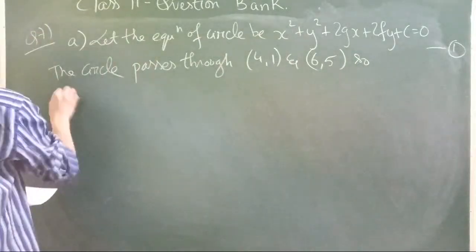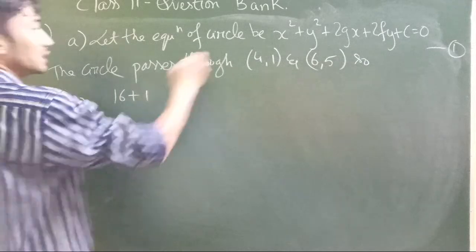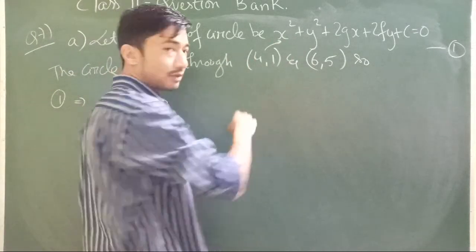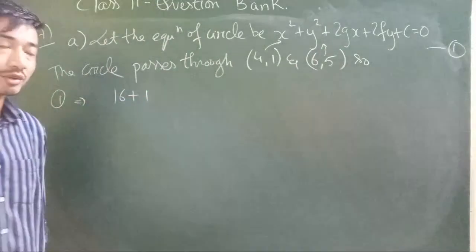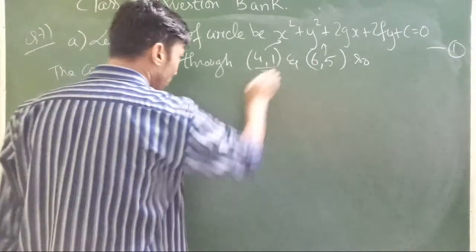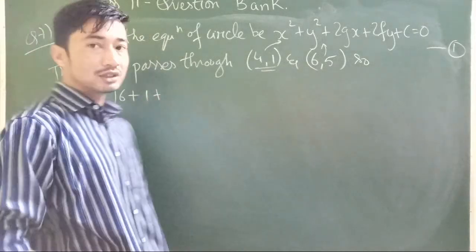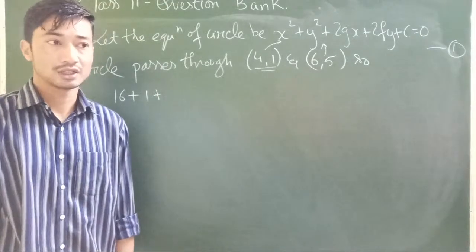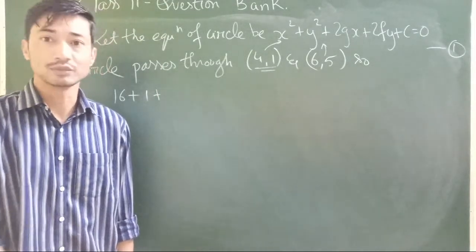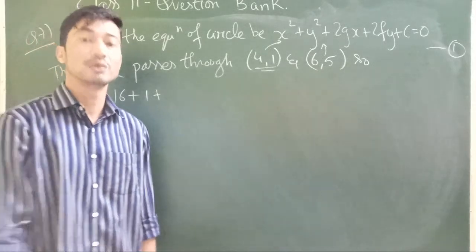So I'll do directly 4 square, 16, plus 1 square. That means this point will satisfy this equation of the circle, and this point will also satisfy the equation of the circle. One by one we'll do it. I'll first start with (4, 1). All these things are discussed in detail in the previous videos; you are coming here with at least some knowledge of the previous topics. If not, you can check out the videos which are uploaded.